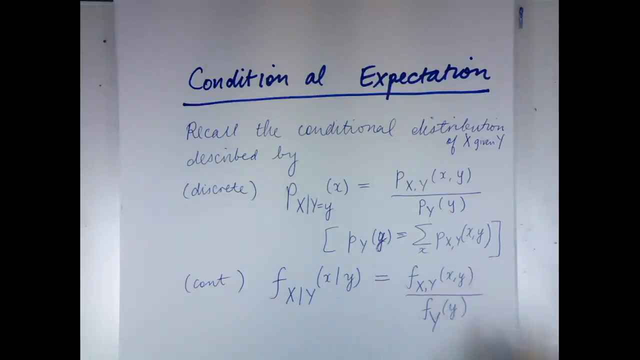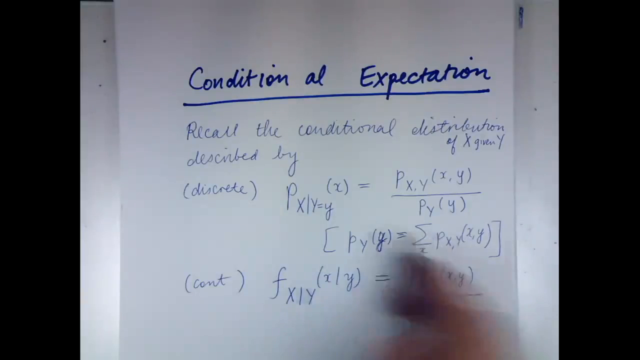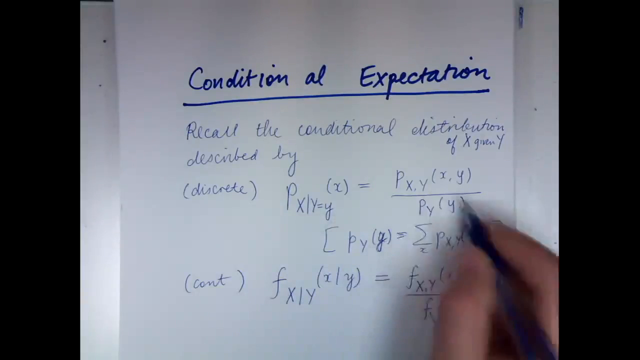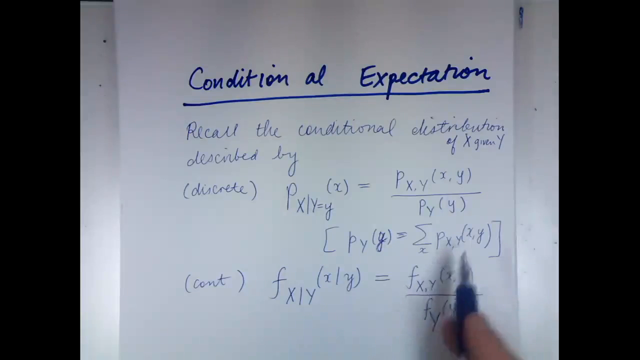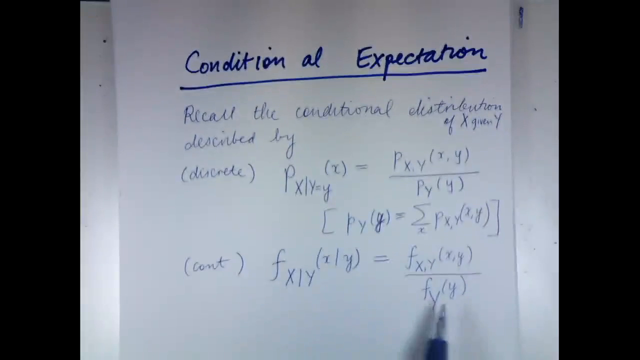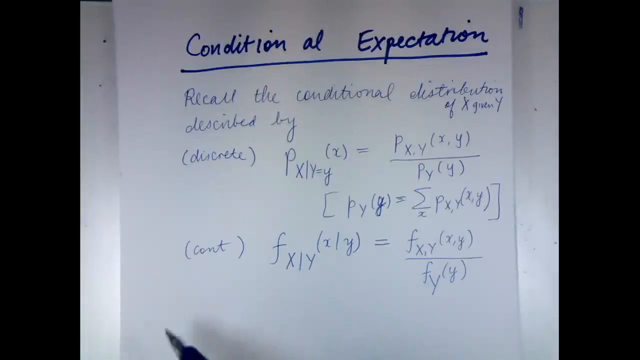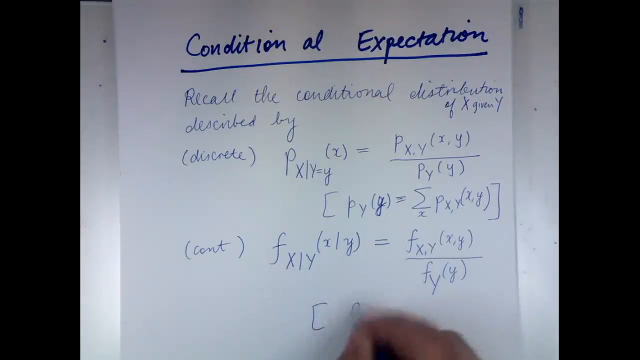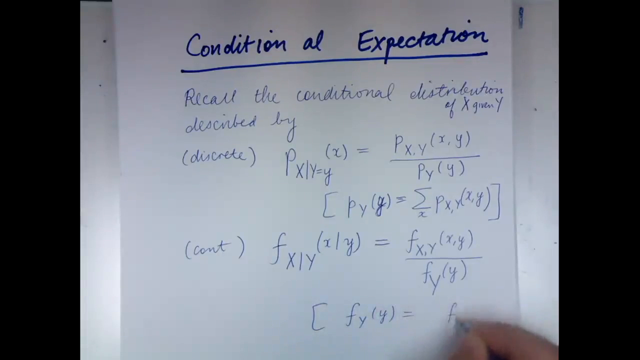And of course, these things are defined only at the points where the denominator is positive. So in the discrete case, you have to have the mass function positive there. In the continuous case, you have to have positive density there, even though the probability of actually lying there is zero. Okay, and to remind us how to get the marginal from the joint, what is the verb?